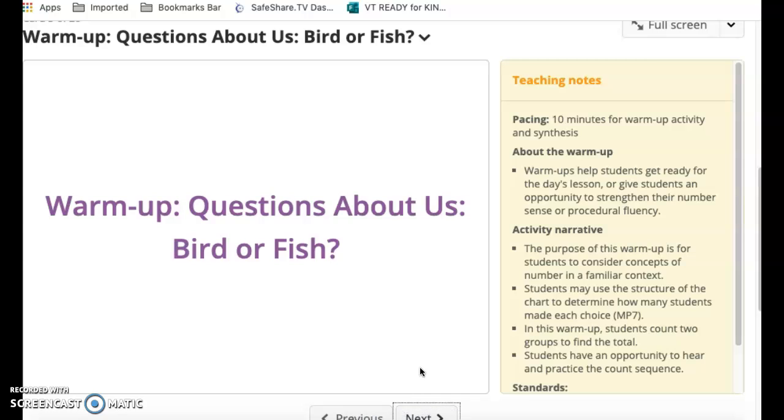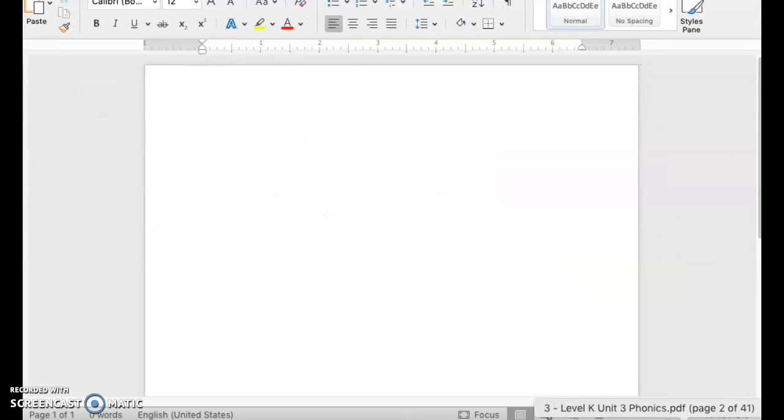So the question is, if you could be one of these two animals, either a bird or a fish, which would you rather be? So we had some thinking time, and we got to think about what we would prefer to be. And then we created our graph. So we had bird and we had fish. And then each friend got to tell us whether they'd prefer to be a bird or a fish.